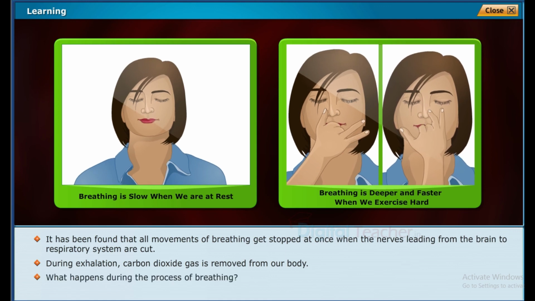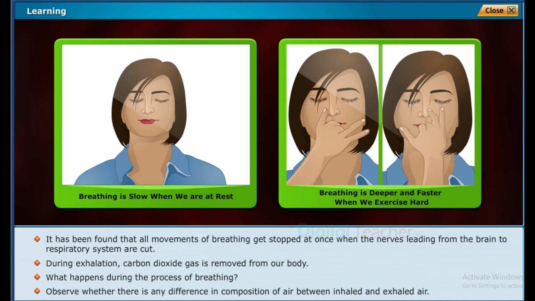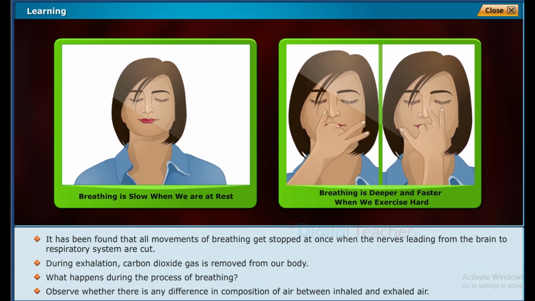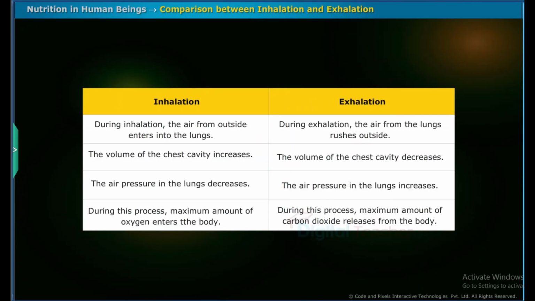What happens during the process of breathing? Observe whether there is any difference in the composition of air between inhaled and exhaled air. Let us answer these questions by studying the next step. The table on the screen gives the differences between inhalation and exhalation.